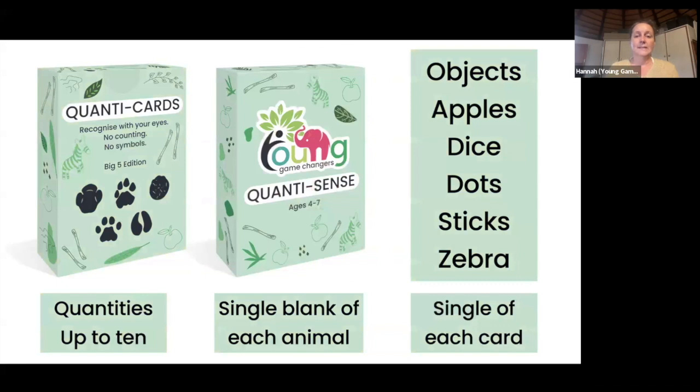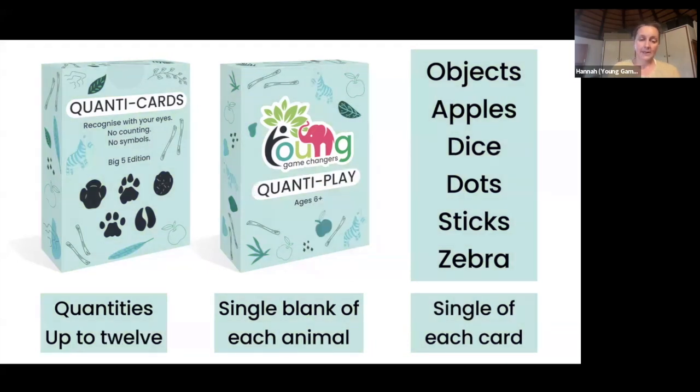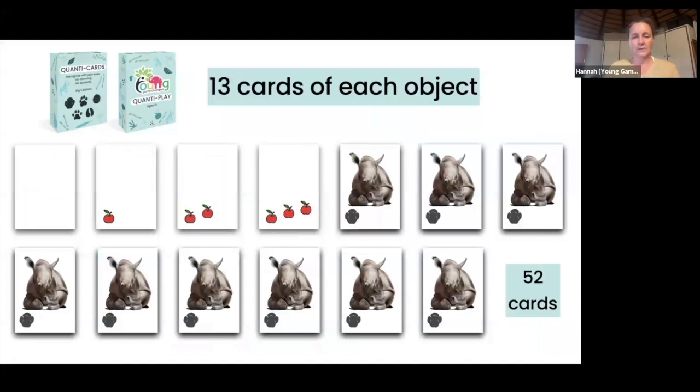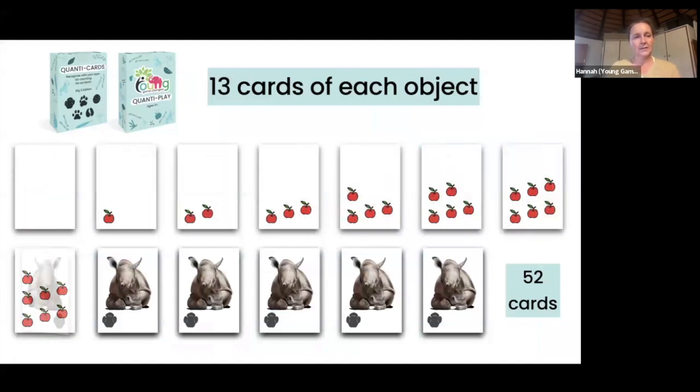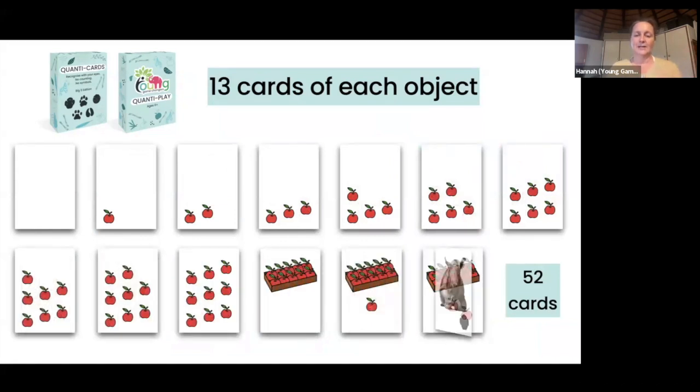We also then have the Quanti-Sense range, which we often encourage for grade R and grade 1. Even grade R can use the Quanti-C range, but the Quanti-Sense range goes up to 10. And then we have the Quanti-Play range, which goes up to 12, so that they start to deal with the unit of 10. But it also mimics a normal pack of cards. So there are 13 cards of each object and 2 jokers, and that allows one to also just play any normal card game that you'd want to play.